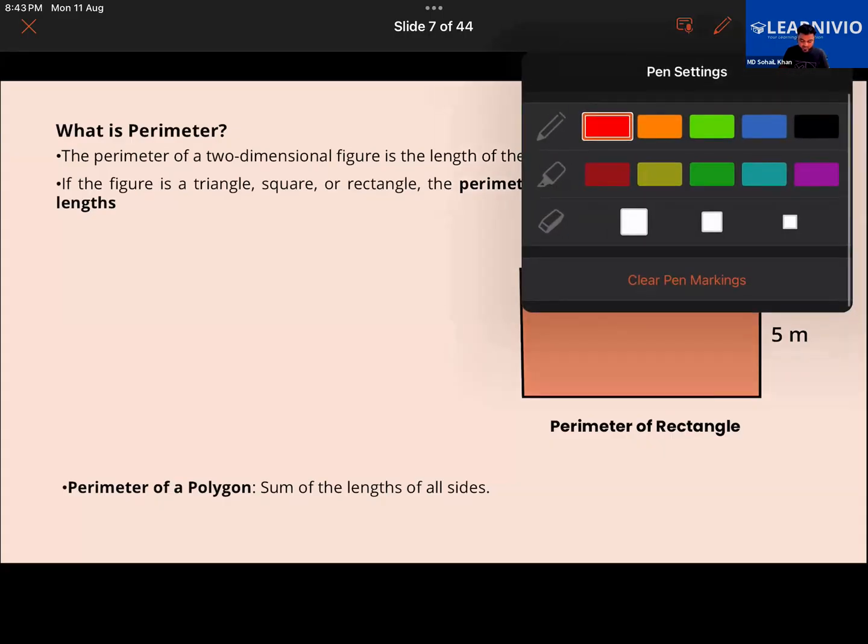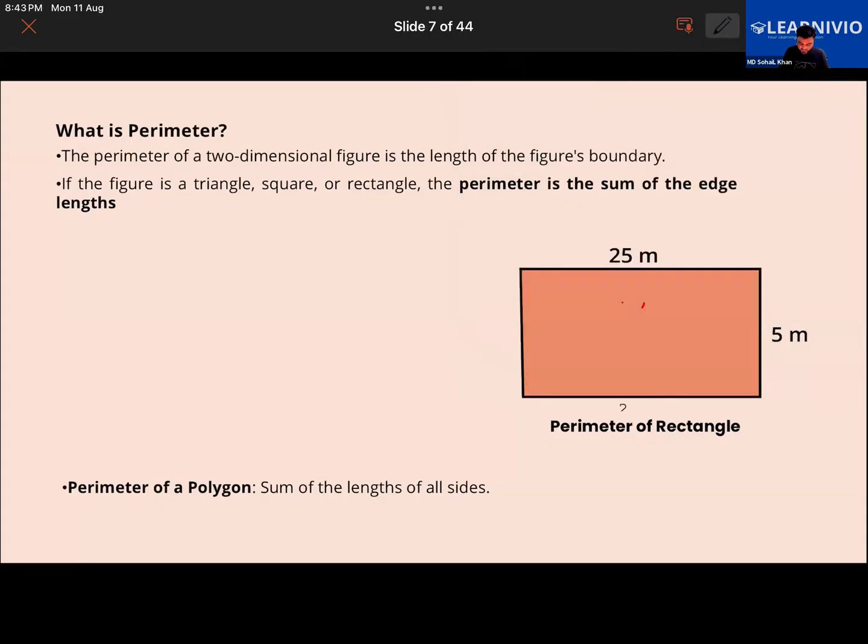Or even if someone does not know the formula, they can simply add the measurement of all the sides. That is 25 plus 25, 50, and 5 plus 5, that is 10, and hence it's equal to a total of 60 meter. So perimeter is simply the sum of the edge lengths.